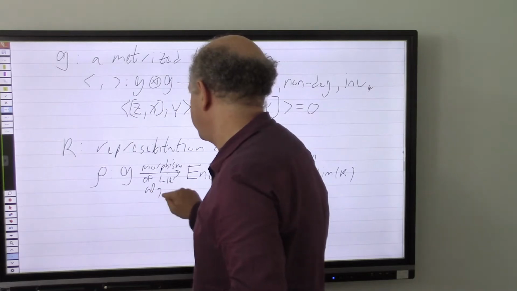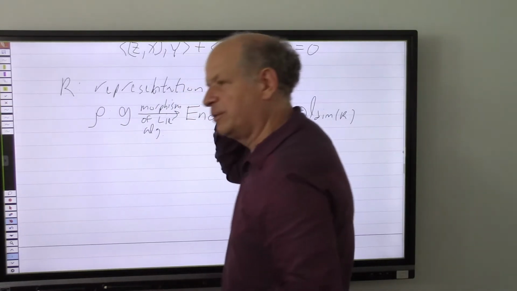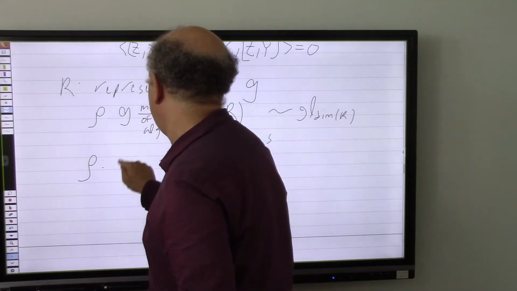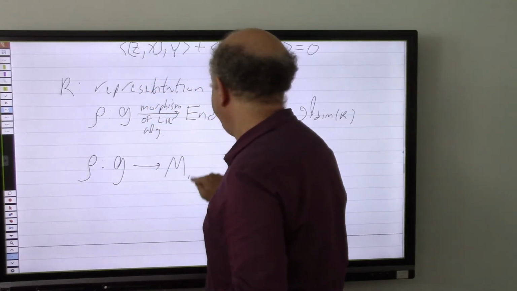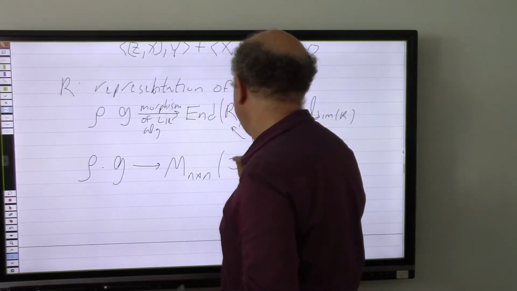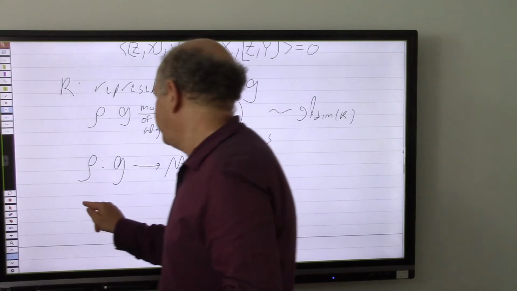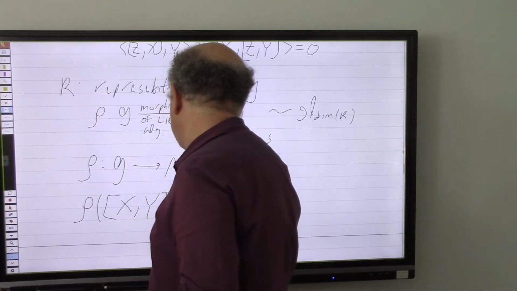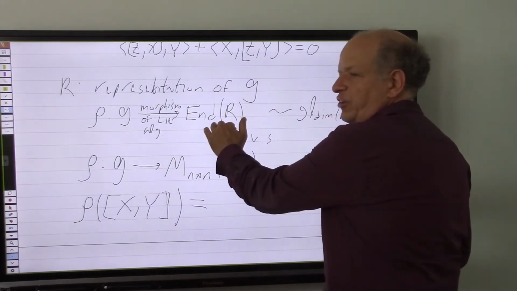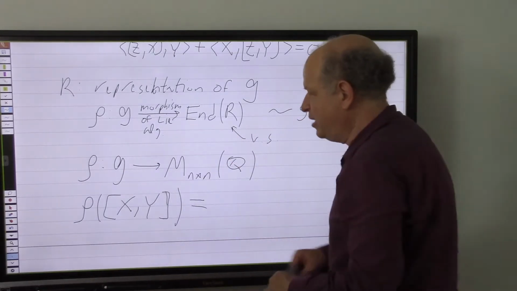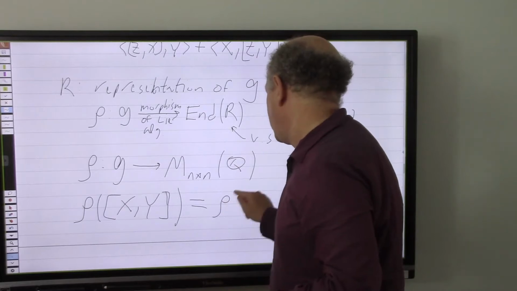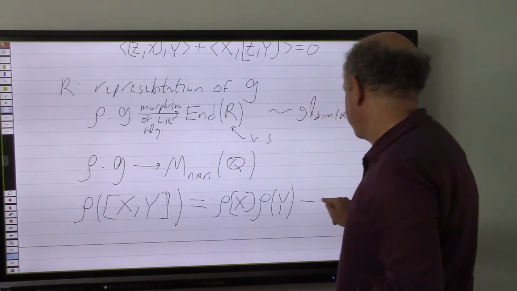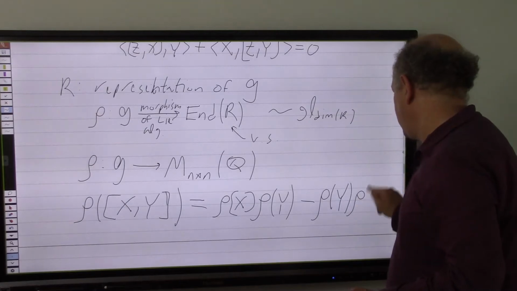So this should be a morphism of Lie algebras. And if you want me to write this in more detail, that's like saying that we have a map rho from the Lie algebra into n by n matrices for some n, which has the property that rho of a bracket is the bracket in the endomorphisms, or in GLN, which amounts to saying that it's rho of x, rho of y, minus rho of y, rho of x.